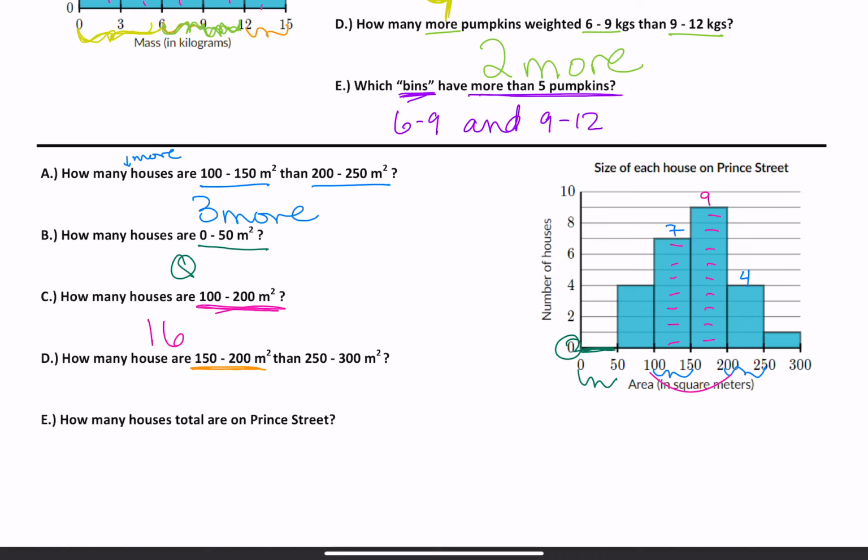All right, so how many more houses from 150 to 200? So that's 150 to 200, which is 9. And then 250 to 300, which is here, and that's a 1. And again, I forgot the word more. My goodness. So we have 9 and 1, so there's 8 more.